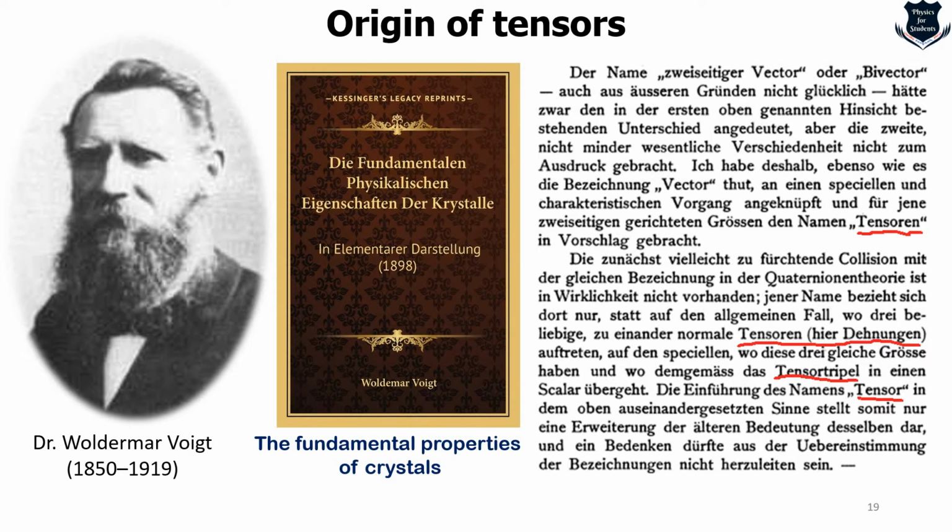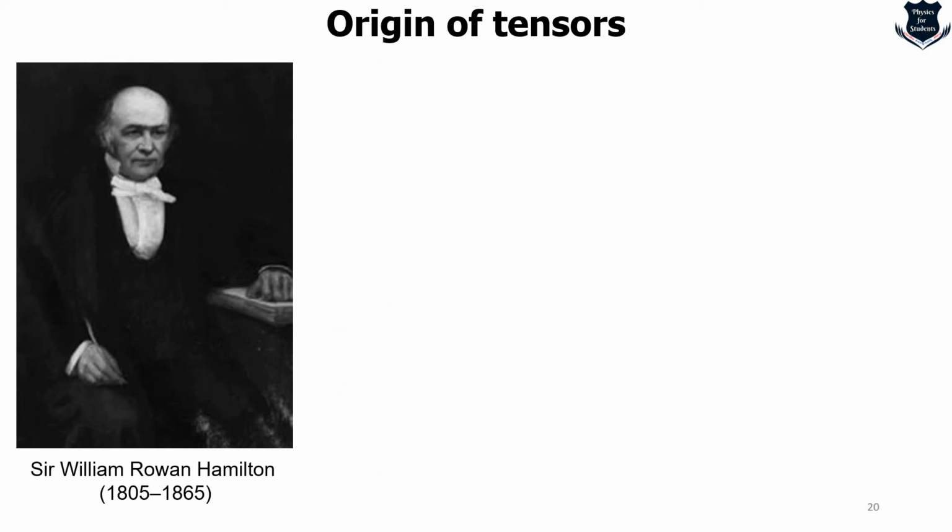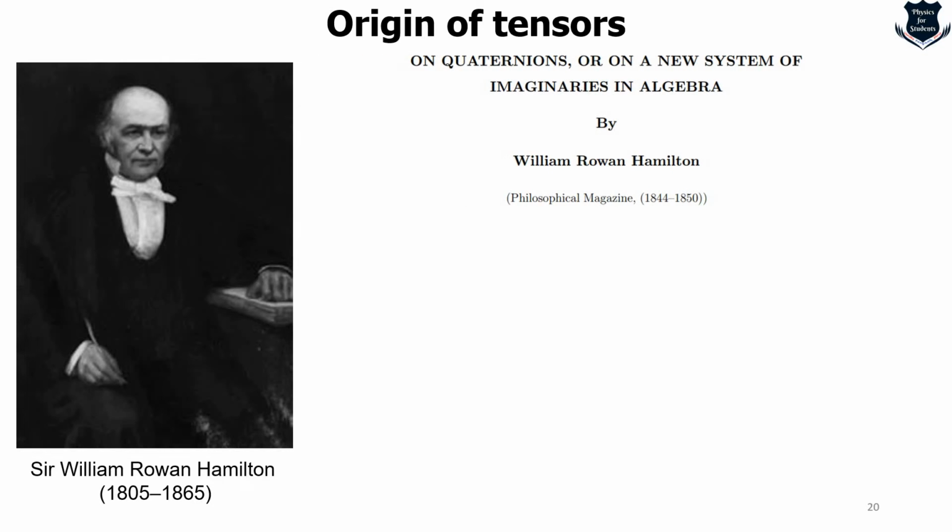So this was one person, Dr. Woldemar Voigt, whose paper actually marked some kind of a beginning, or on a very primitive level, the origin of tensors. The next person we come to know was an Irish mathematician by the name of William Rowan Hamilton. He was a physicist and an astronomer who made significant contributions to classical mechanics, optics, and algebra.